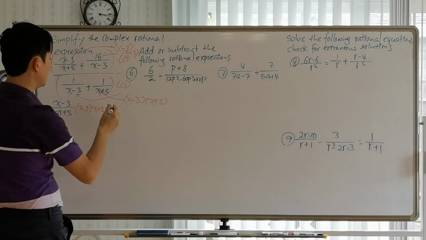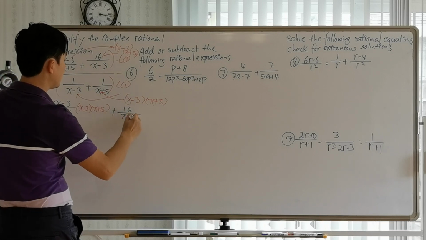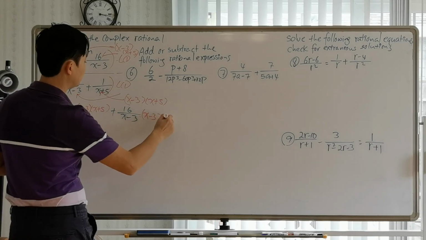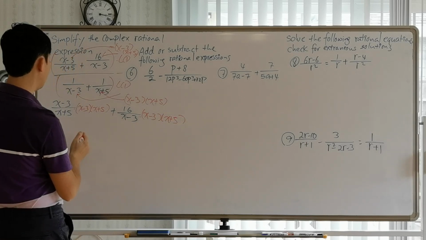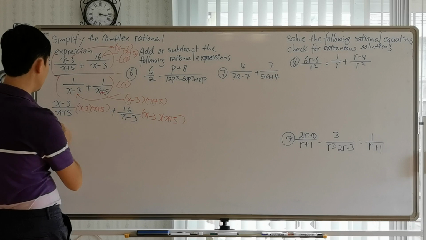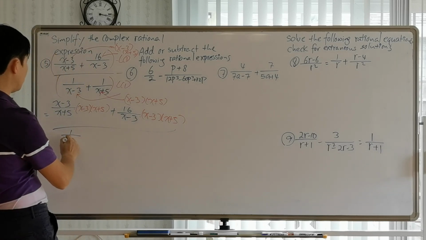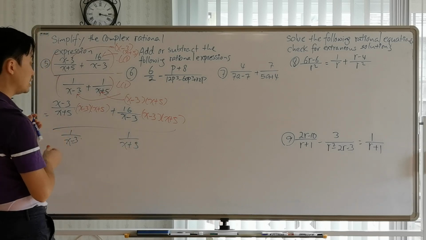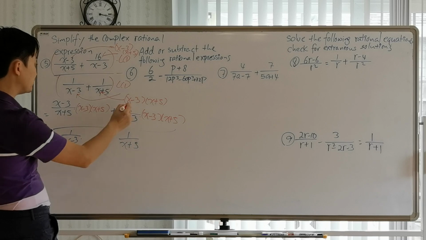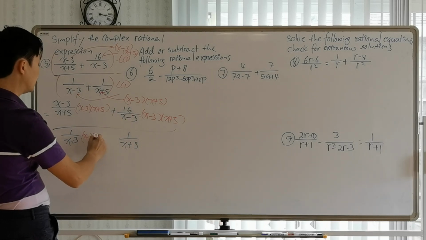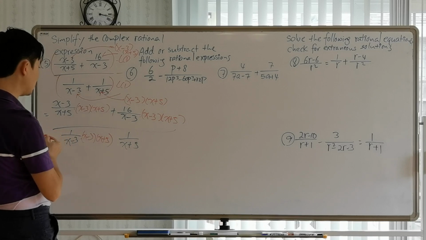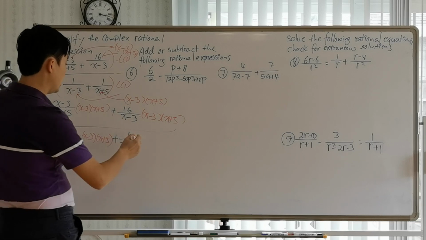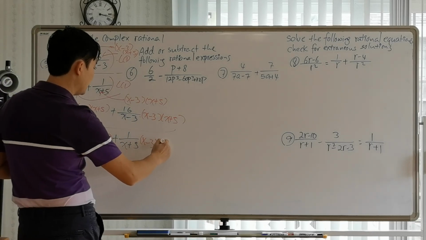Okay, so 16 over x minus 3. Once again, multiplied by the exact same least common denominator. And what about for the bottom part right here? Similar. So 1 over x minus 3, 1 over x plus 5. So we want to multiply the least common denominator separately, individually. And don't forget to put the plus right in between, because that's the sign right here, that's a plus. It's addition. And also this one, x minus 3, x plus 5.